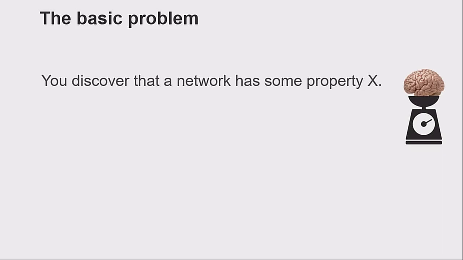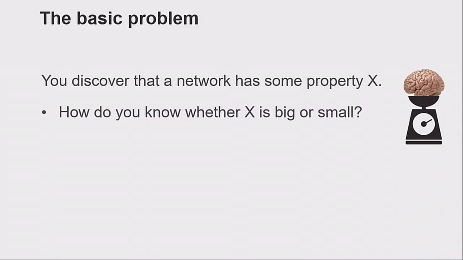You get a network, you measure something about it, and you get some property X, some value X. How do you know whether X is big or small? Say you're measuring the length or the weight of something. We have a good intuition for this sort of thing, but many network properties are quite abstract. To know what's a normal number for clustering, we don't really have a good intuition.